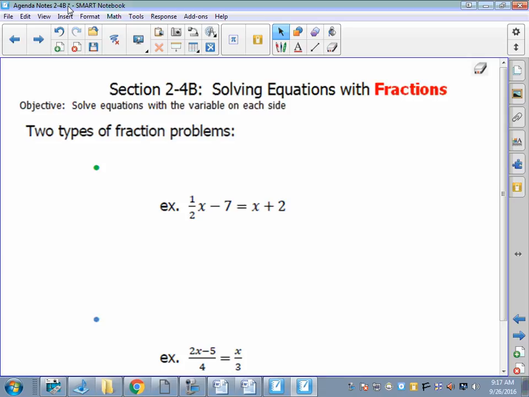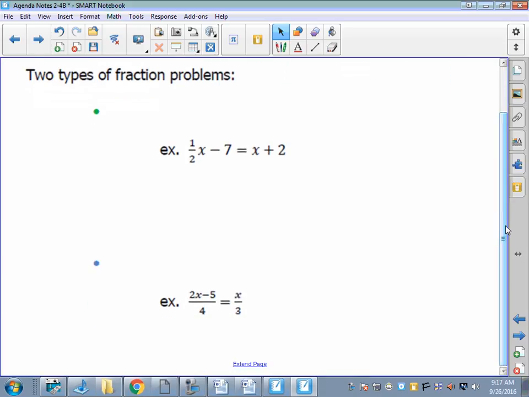There are two types of fraction problems, and there's kind of three approaches we can take with these. So I'm going to put these up, and then over on the side I'm going to put three different things. So first of all, notice this first example, 1/2 x minus 7 equals x plus 2. We can have an equation that has a fraction as a coefficient, like a 1/2 in front of the x. Remember, the coefficient is always the term out in front of the variable. We all know on the right-hand side of the equation, the coefficient of that x is a 1.